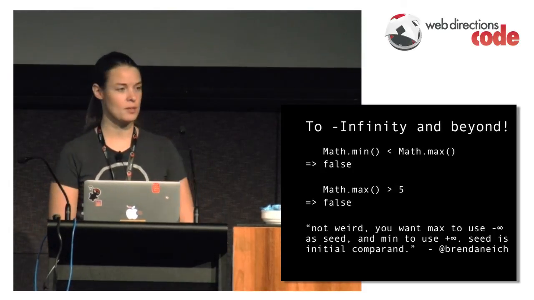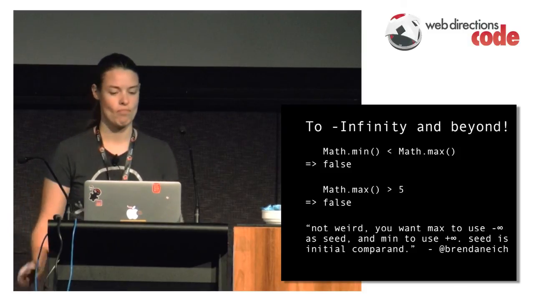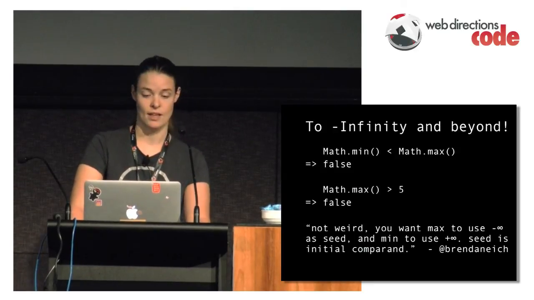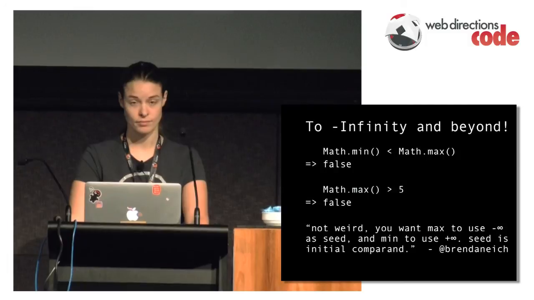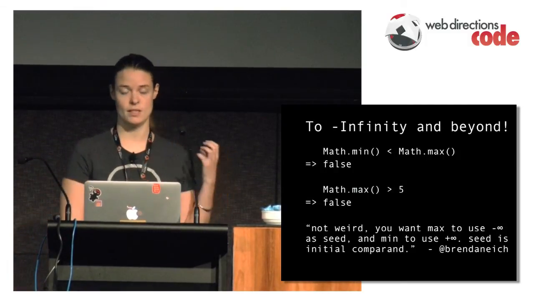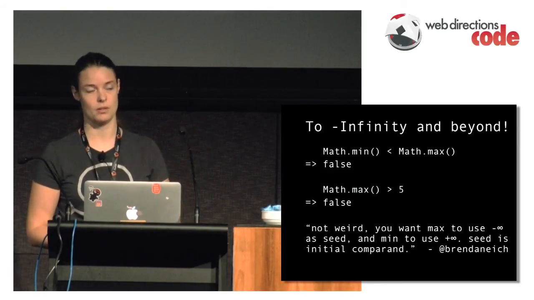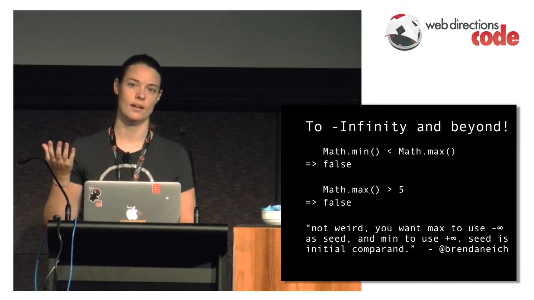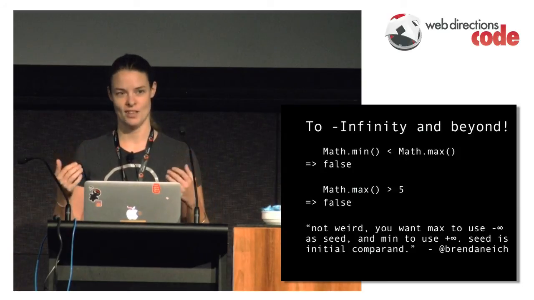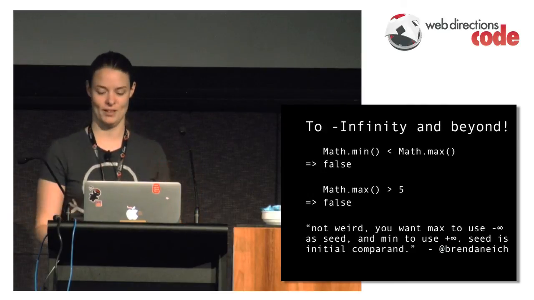Brendan Eich actually managed to explain it all in a single tweet, basically saying it's not weird. You want max to use negative infinity as seed and min to use positive infinity as seed. Seed is the initial comparand. So basically, the comparand is the smallest and the biggest number that it's safe to compare other numbers to. When it doesn't have any other numbers to compare to, it just returns the initial comparand. So it might make perfect sense in a strict logic kind of way, but as far as expected behavior goes, probably not.